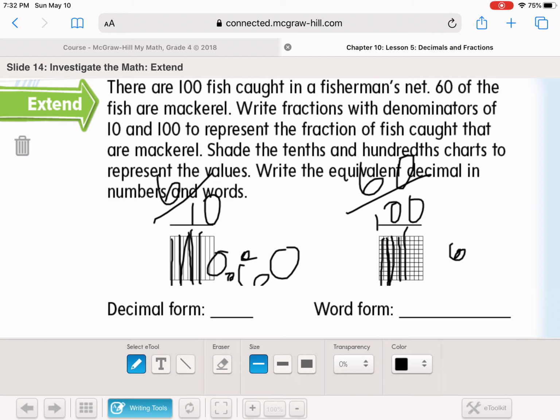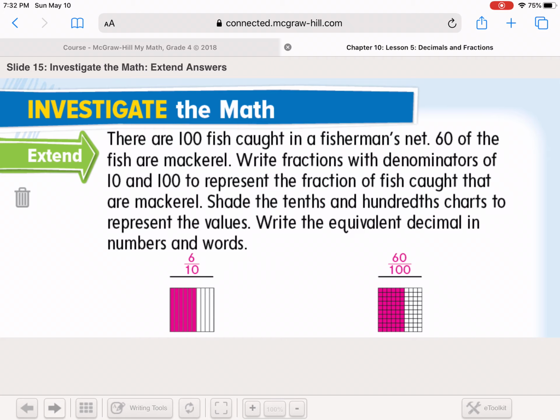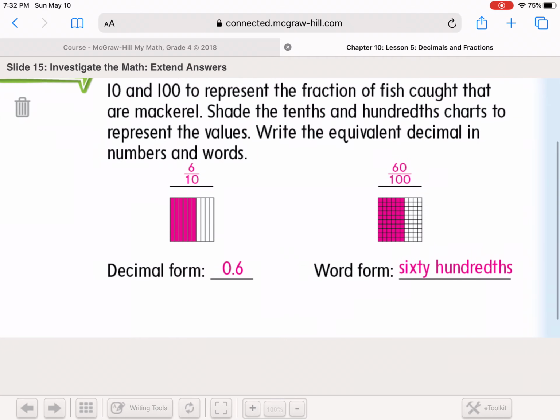Word form would be 6/10 or 60/100. Oh, because they wanted the word form for that one. Okay, gotcha.